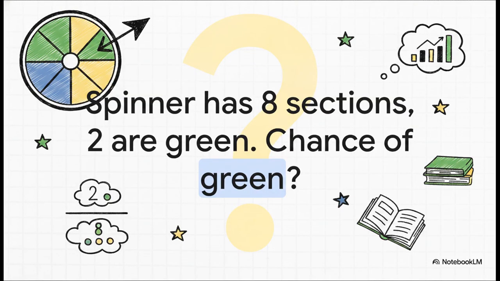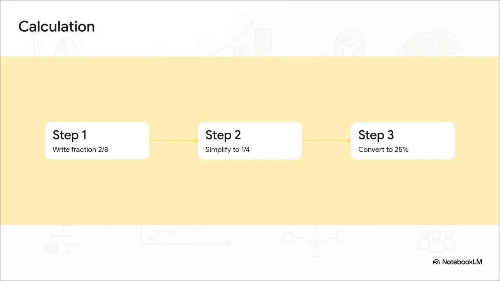Okay, let's try calculating a simple probability. You have a board game spinner divided into 8 perfectly equal sections, and 2 of those sections are colored green. What is the probability of landing on green on a single spin? We just follow the steps for flexible representations here. First, we write the fraction of our target outcome over the total outcomes, so that's 2 over 8. Step 2, we simplify that down to 1/4. And step 3, we convert that to our final probability, which is a solid 25%.